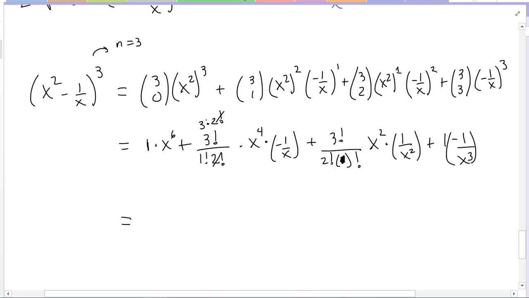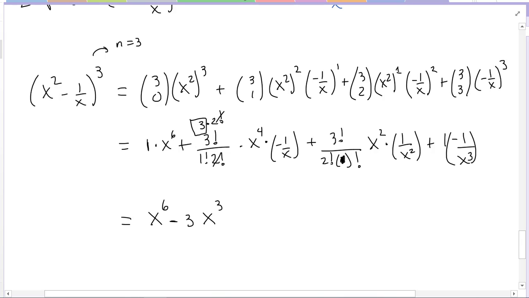So I have my coefficient here. This looks a little messy, sorry. That's 3 after we reduce everything. So I'm going to have x to the 6 plus 3, and I have x to the 4th times a negative 1 over x. So x to the 4th divided by x is actually x cubed. And because I have that negative, this plus is really a minus 3x cubed.